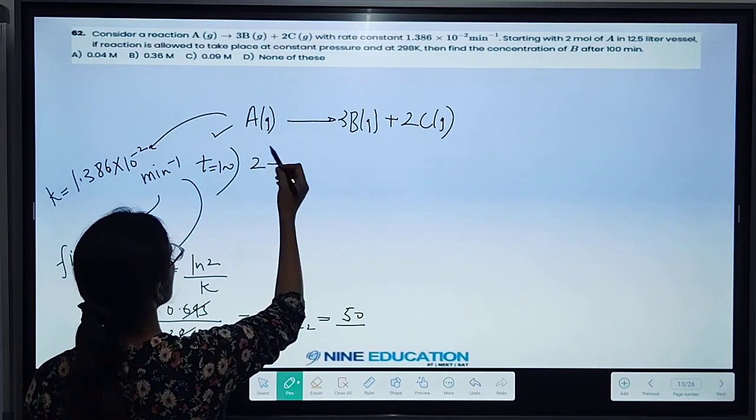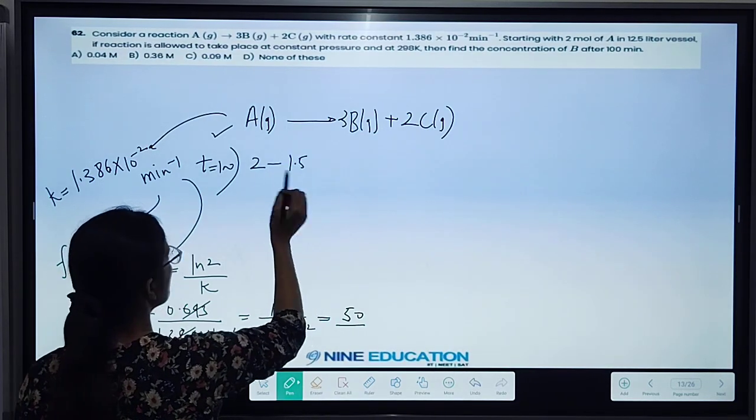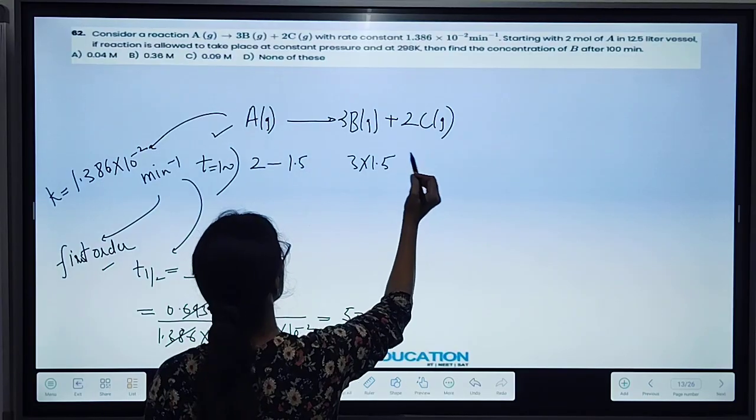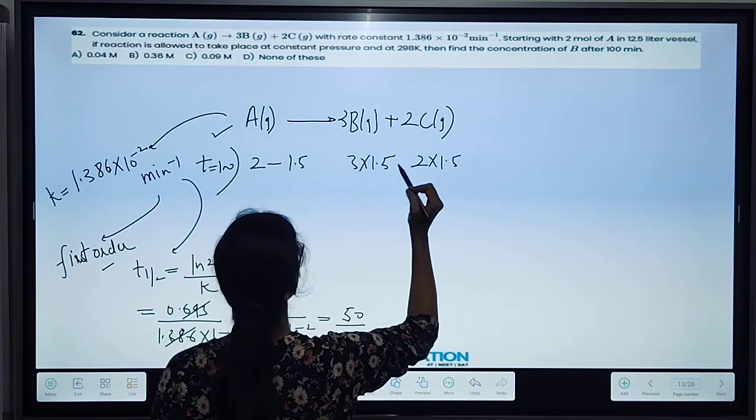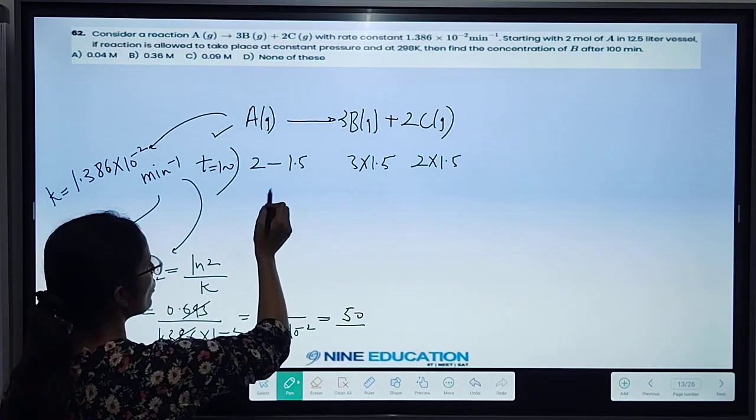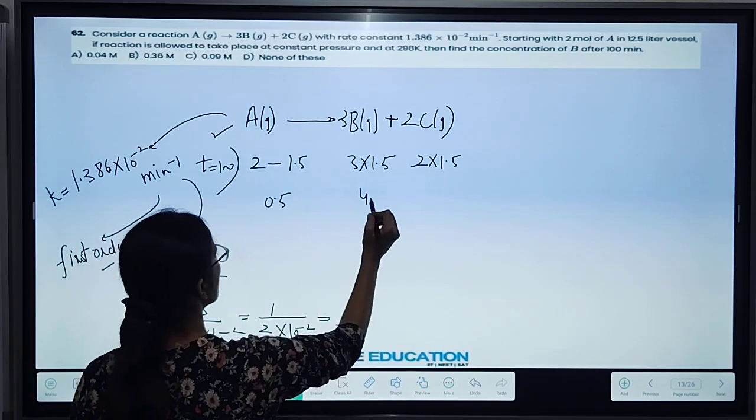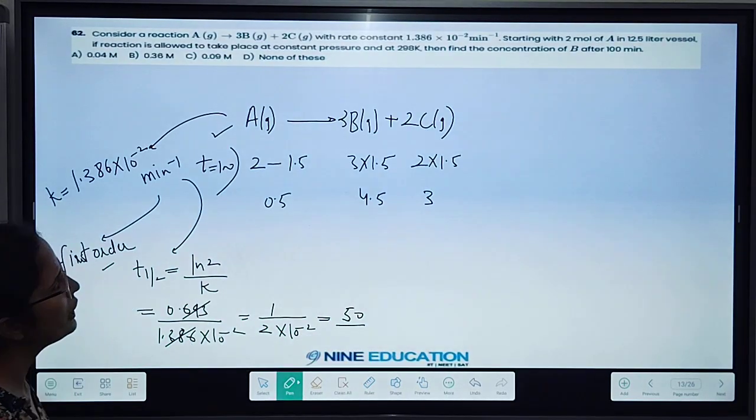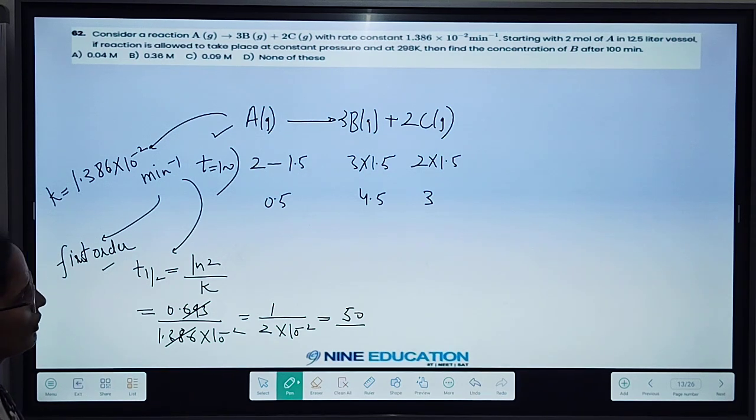So at t equal to 100 minutes, how much has reacted? 1.5. 2 minus 1.5 remains, that is 0.5. For B it is 3 into 1.5, which is 4.5, and for C, 2 into 1.5, which is 3. Now we need the concentration of B. They would be asking moles, and I can simply say 4.5 moles of B will be there, but we are supposed to find the concentration.